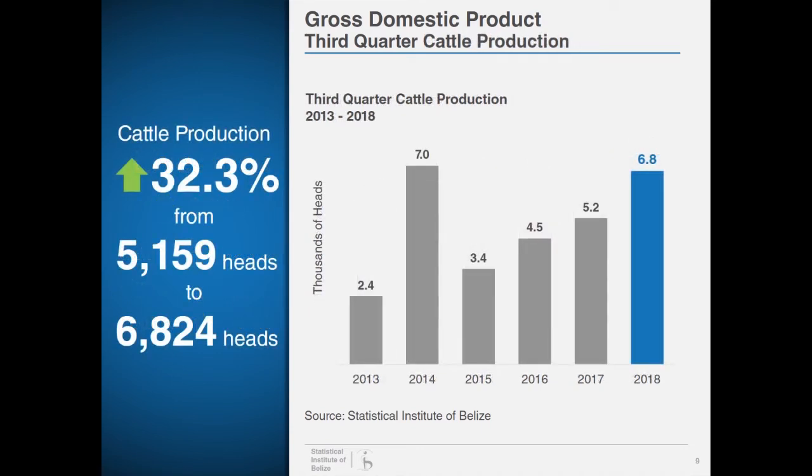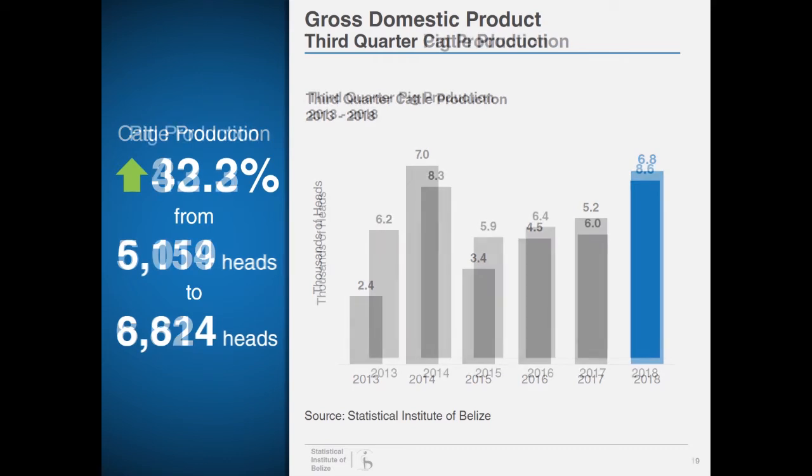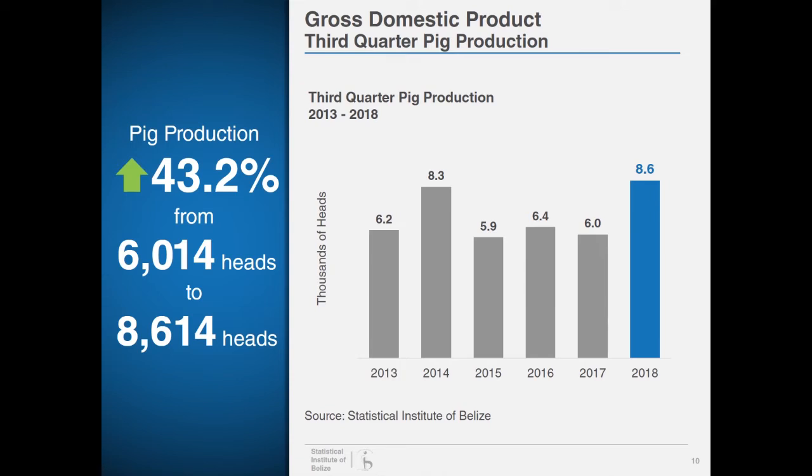Cattle production increased from 5,159 heads to 6,824 heads. And this increase of 32.3% was largely due to an increase of 29% in local demand and an increase of 33% in export. Pig production, as stated before, went up by 43.2%, an increase of roughly 2,600 heads in anticipation of local demand for ham for the festive season.